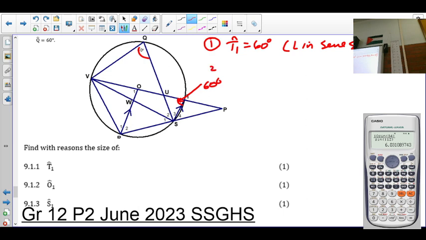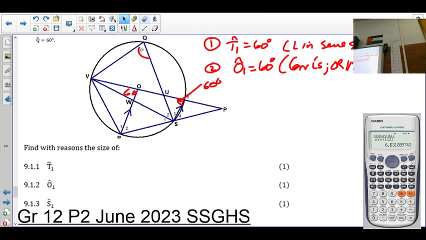Let's look at number 2. In question 2, they want you to work out O1. So O1 is also 60 degrees. Why? Corresponding angles. O1 is equal to 60 degrees, corresponding angles with O. What's this? OR is parallel to TS.